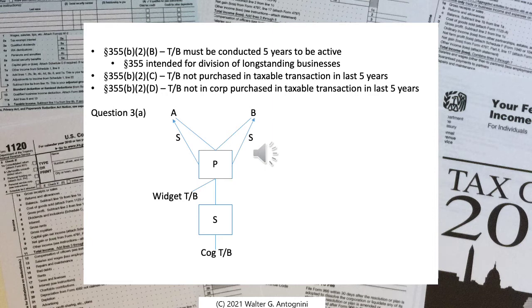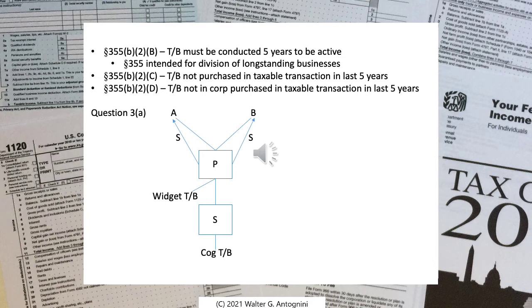Section 355B2C indicates that the business could not have been purchased in a taxable transaction in the last 5 years. So even if the trade or business has been actively conducted for more than 5 years, if it was purchased within this period, it will not be considered an active trade or business. Taxable transaction for this purpose is a transaction other than one in which no gain or loss is recognized and the asset bases are carryover in whole or in part. Section 355B2D provides that a business will not be active if control of a corporation owning that business was acquired in a taxable transaction within the last 5 years.